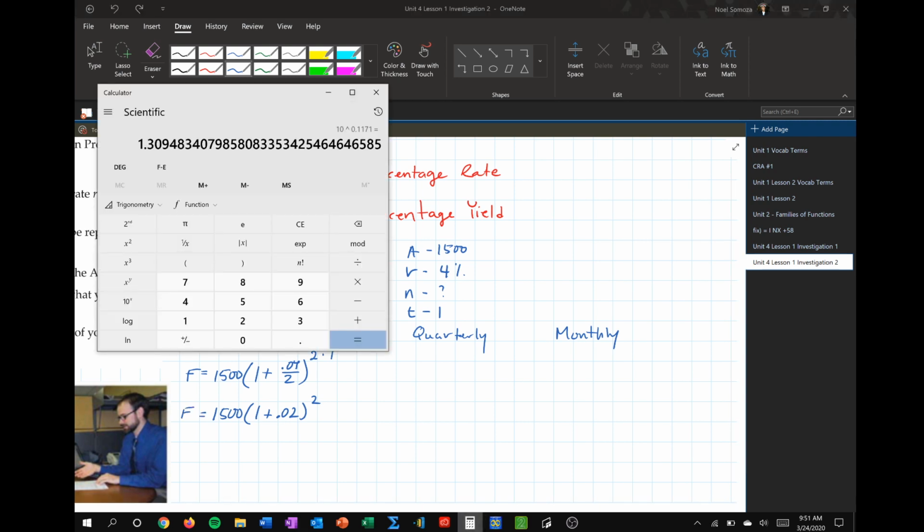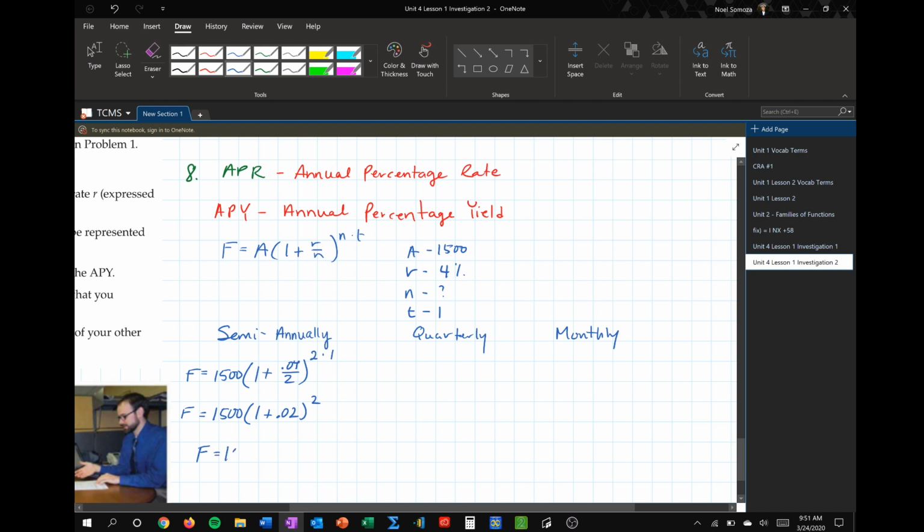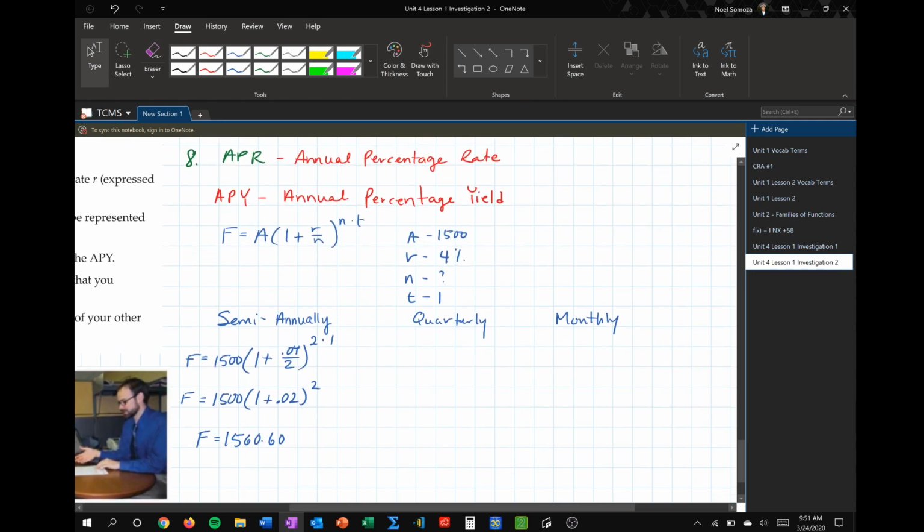Okay, we can do that quickly here. That'll be 1.02 squared times 1,500. And then that gives us the final value of $1,560.60. Okay, so that's how much you earned. Right now, we found that using APR, right? Because that's where the 4% comes in, the rate, right? And that's what we were told at the beginning, that we had an annual percentage rate.